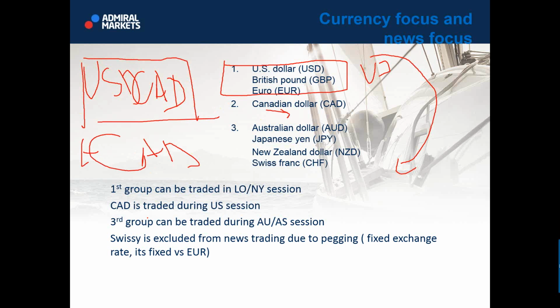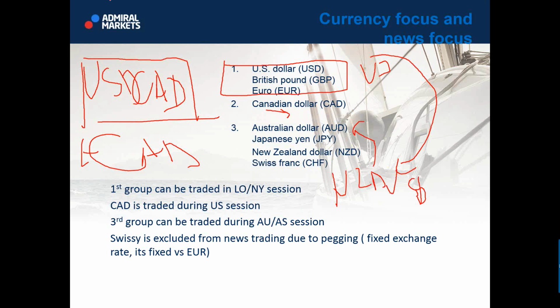And there is also a third group which can be traded during Asian session. I put Australian session, but New Zealand dollar is the only one, to be honest, which you can trade during your Australian session, and that is actually New Zealand dollar pair. So these pairs can be traded during Australian and Asian session, but the New Zealand dollar is traded exclusively during Australian session on the news, of course, when news kick in.